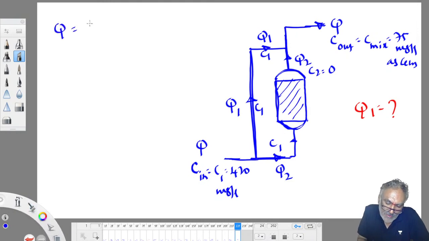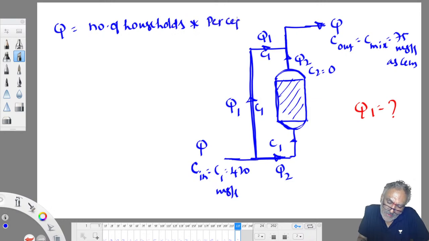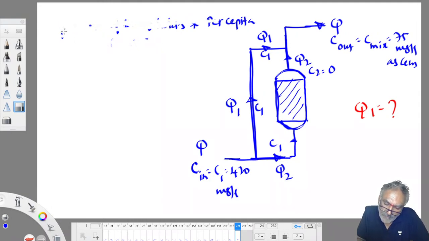So what is Q? Q is equal to the number of households into the water supply per household, not per capita. Understood now?